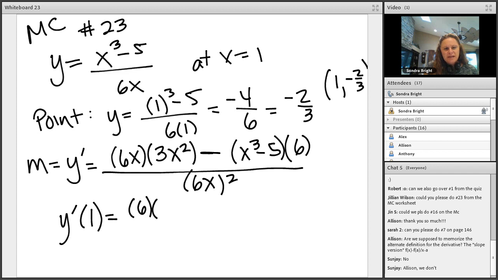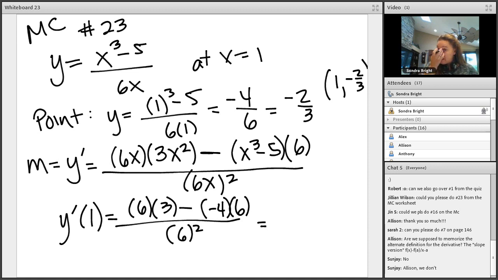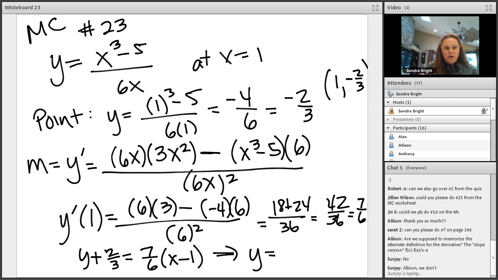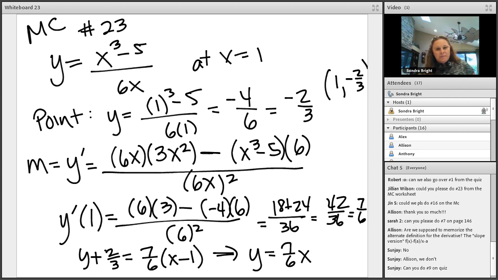Okay. So that would be a 6 times a 3 minus a 1 minus 4 would be, I'm sorry, 1 minus 5 would be a -4 times 6 all over 6 squared, which is what, 18 plus 24 all over 36. And that is 42 over 36. 6 goes into both, so 7/6. All right, so we got y minus -2/3, so plus 2/3, equals 7/6 times x minus 1, and then that should give you y equals 7/6 x minus 7/6 minus 2/3 would be a minus 4/6, so a minus 11/6, I think.